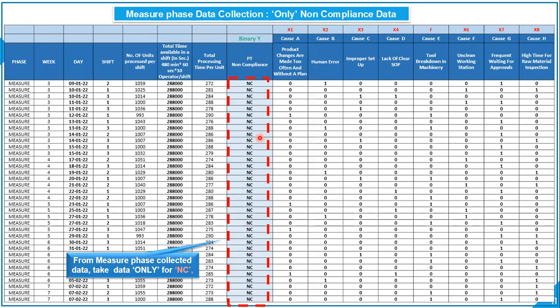Now what are we supposed to do with this data? From the measure phase collected data, we're going to put a filter over here and take only the data for NC non-compliances. We are not going to take data for compliances. Let me repeat. From the measure phase collected data, we are not going to use compliance data. We're going to use the data for NCs. You can just put a filter in a spreadsheet, click on NCs, and you get this NC data.